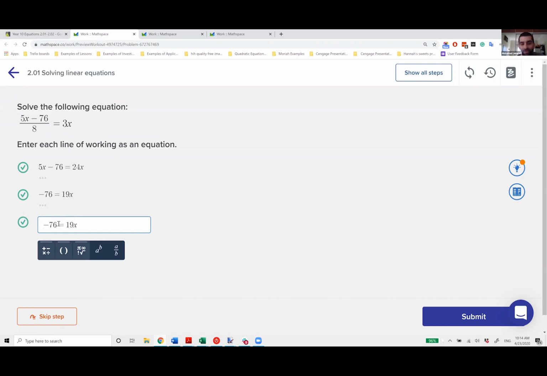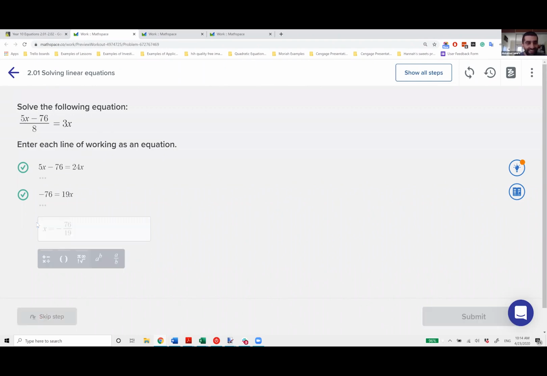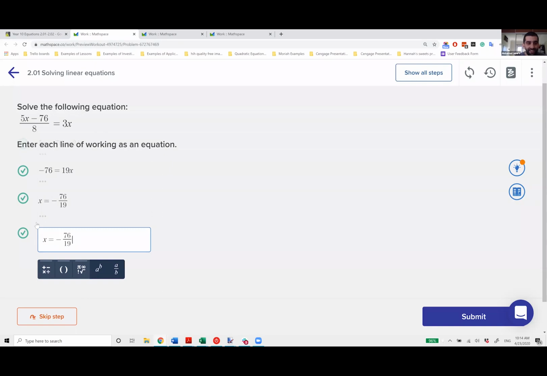So now dividing both sides by 19. Anybody who put 76 on 29 was correct. Now we just divide both sides by 19, and we have x equals negative 76 on 19. Okay, and how are we going to do 76 divided by 19? You can answer in the chat. So 76 on 19 is negative 4.